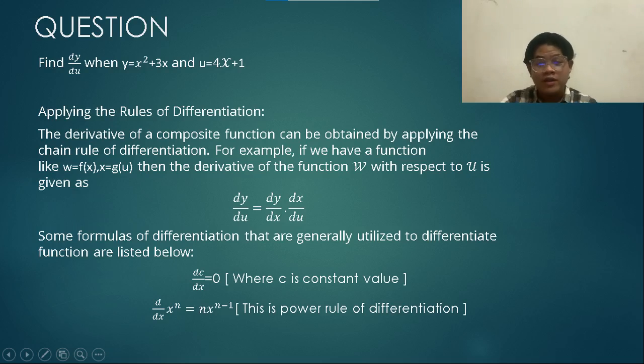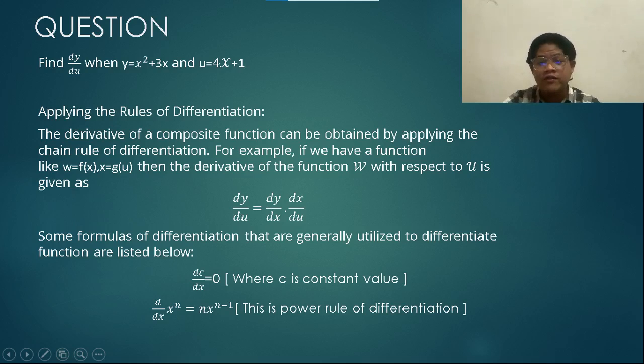Okay, after all that explanation, let's get down to the question. First, find dy/du when y = x^2 + 3x and u = 4x + 1. Then, applying the rules of differentiation.